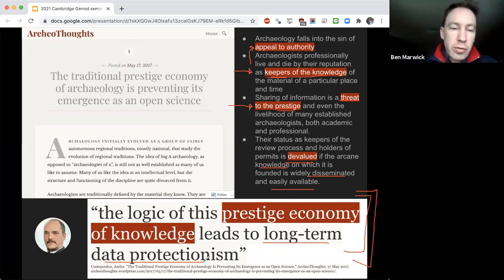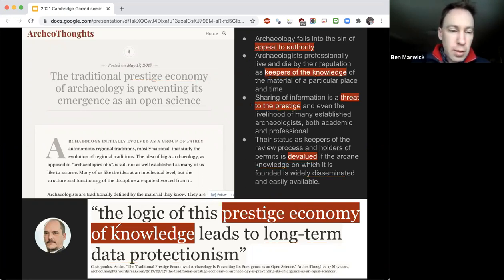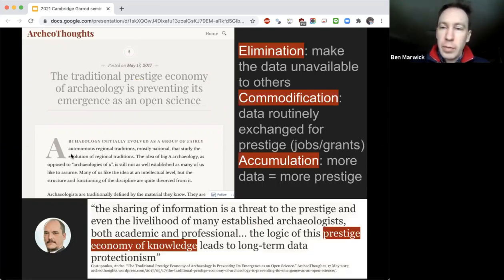So let me now try to link this observation about prestige economy and knowledge and data in archaeology that Andre makes back to these three logics of colonial systems that I just mentioned. So just go to the next slide. Okay, so here we go. All right, so I talked about elimination, commodification, and accumulation. And so here's my linkage here. See what you think if this makes sense.